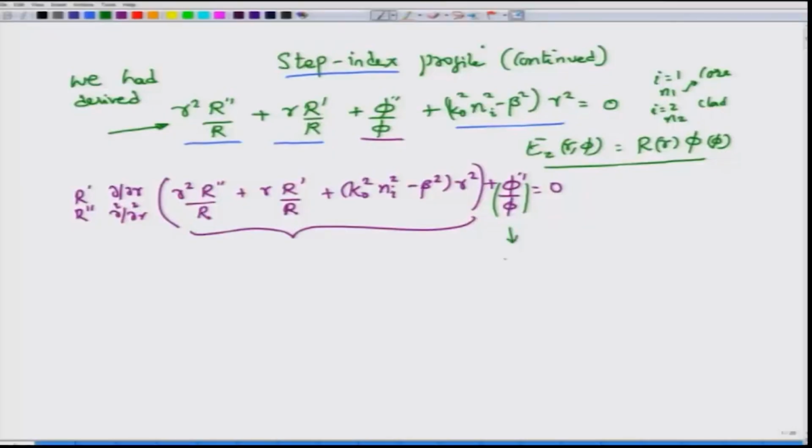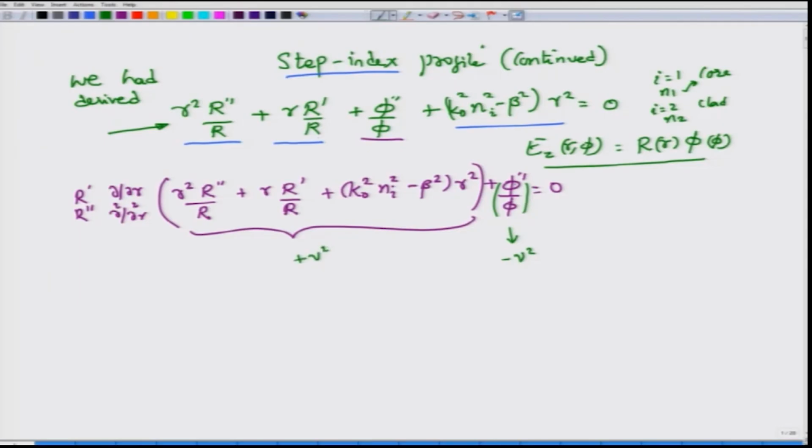At r equal to a, you hit the boundary between the core and the cladding, right. But you have a term which is completely a function of r, and a term which is completely a function of phi, and for all values of small r and small phi, the sum of these two functions must be equal to 0. The only way that this can happen is when this is separately equal to some constant and this is separately equal to the opposite of that constant, correct.